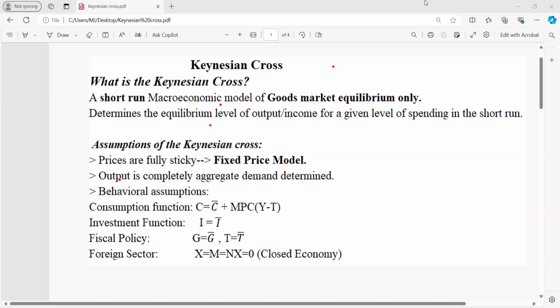And as far as the investment function is concerned, we're assuming that investment is exogenously determined, so I is equal to I bar, where I bar is your autonomous investment. And similarly, when we're looking at fiscal policy, we're assuming that government spending and taxation are exogenously given. So G is equal to G bar and T is equal to T bar, where G bar is the autonomous government spending and T bar is the autonomous taxes. And here we're assuming that there are no foreign sectors. We're going to be analyzing the Keynesian cross for a closed economy, so net exports, exports and imports are all zero.